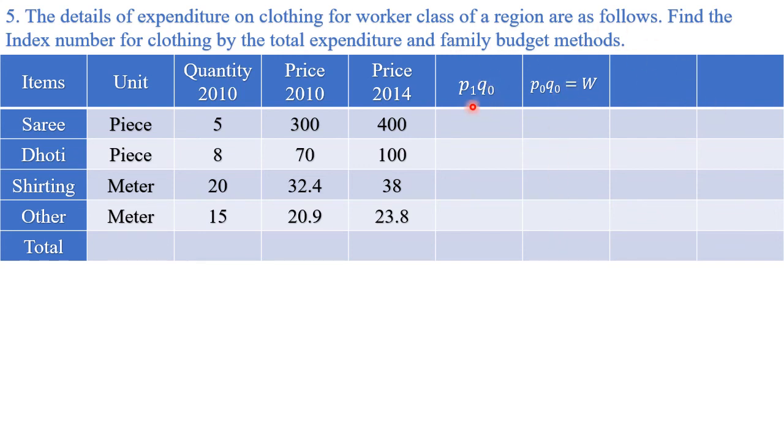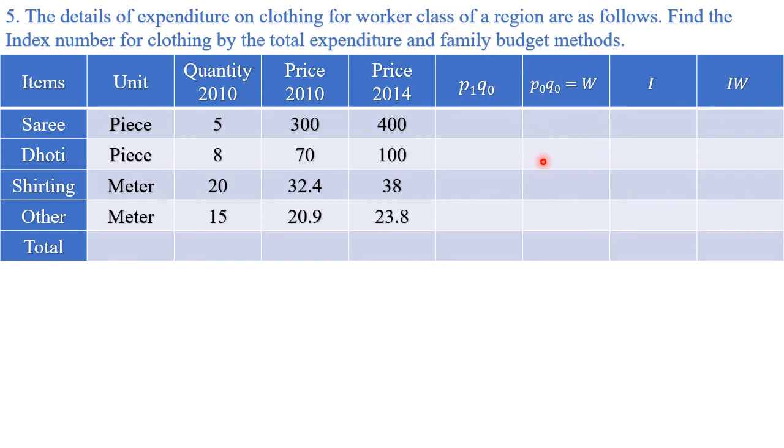So P1 Q0, P0 Q0, that is W. And next we will need the index number column because we need to calculate family budget, for which we need the index number, that is current year price divided by base year price into 100, and then we will multiply the index number column with the W column to calculate IW. So using these four columns we can calculate two methods, but once again remember the answer using both the methods should be same.